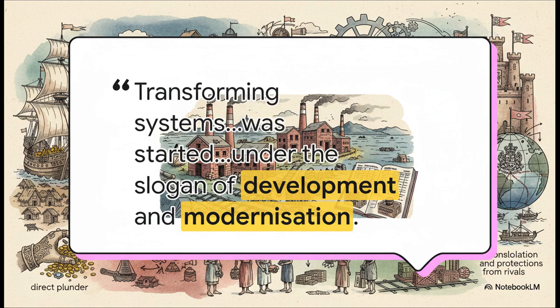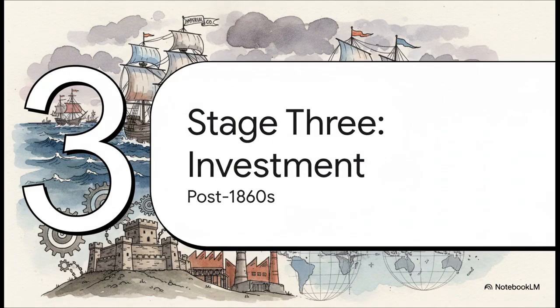So how do you justify this massive disruptive transformation? Well, you do it under a fantastic banner: development and modernization. This idea of a civilizing mission provided the perfect ideological cover for a complete economic rewiring of the colony, all in Britain's interest. Okay, let's move on to stage three, because the world changed again.